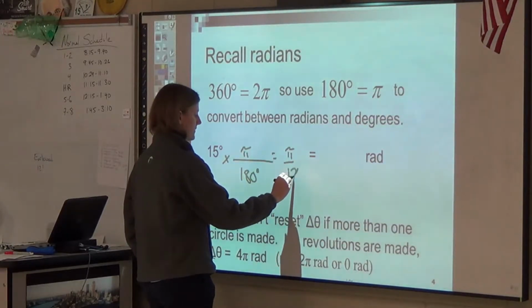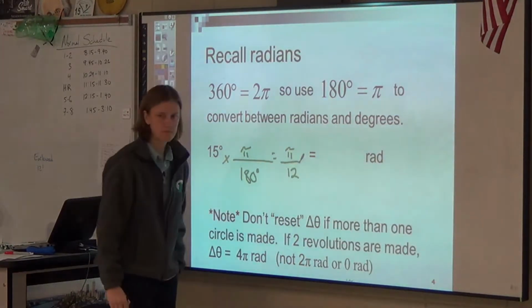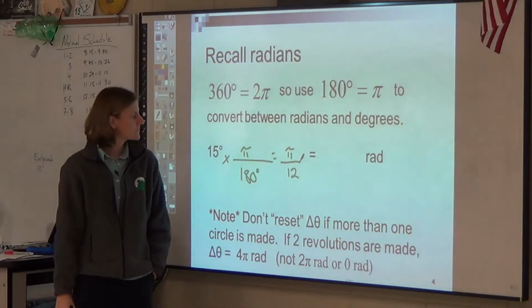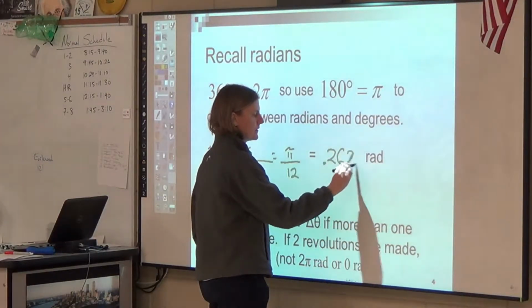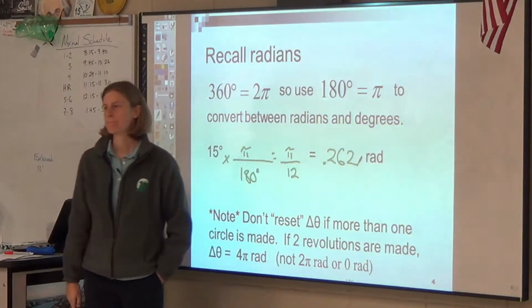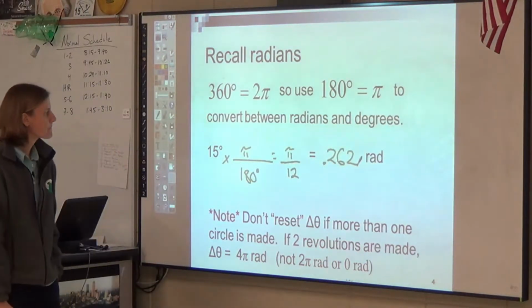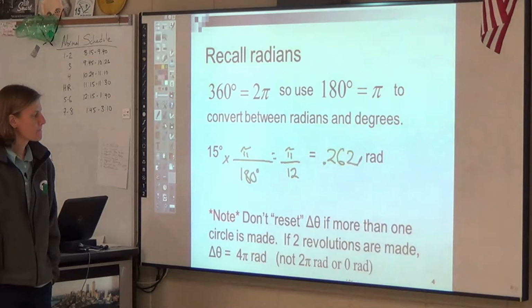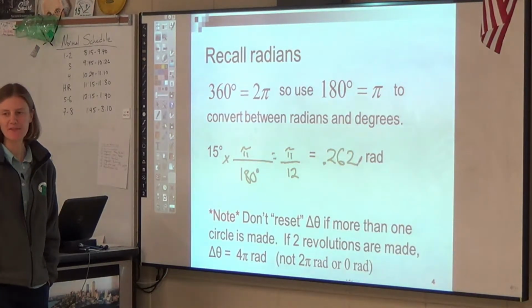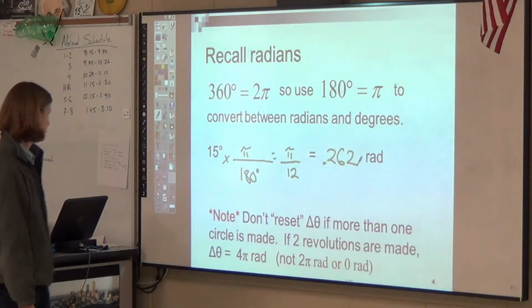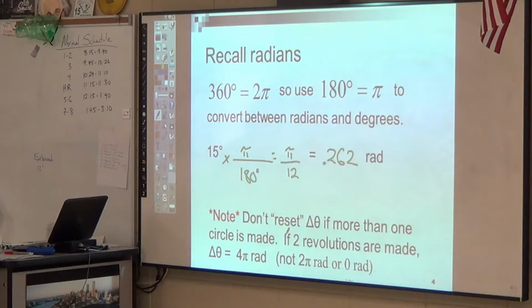What is that divided out? 0.262. There we go. Are we going to keep the radians in decimals always? Yeah. Well, that's like half and half. Sometimes it's in terms of pi, sometimes it's written out in decimals. Your multiple choice will almost always leave it in terms of pi.